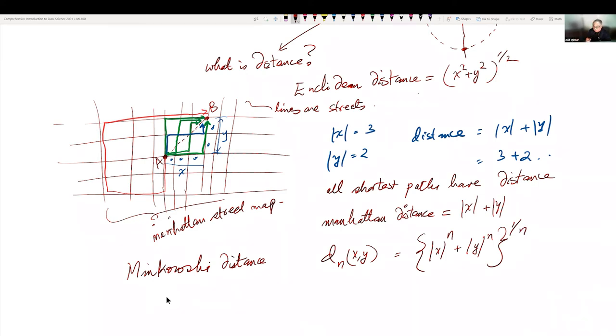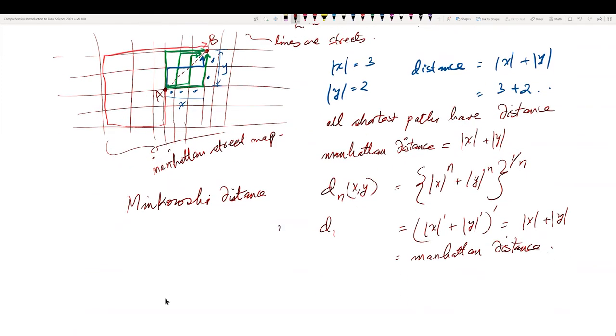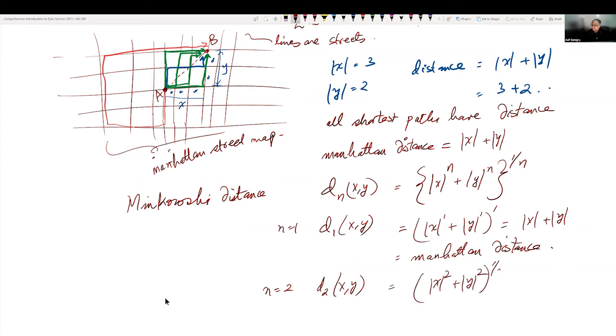Now, let's see if it works. What is d1? d1 will be the size of x to the power 1 plus the size of y to the power 1, the whole thing to the power 1. This is nothing but, in other words, the Manhattan distance. Would you agree? D1, for n is equal to 1, is literally this. d2 of x, y is equal to x square plus y square to the power half. Now you realize that the size of x square is the same as x square, so this is x square plus y square to the power, the square root. And what is this?